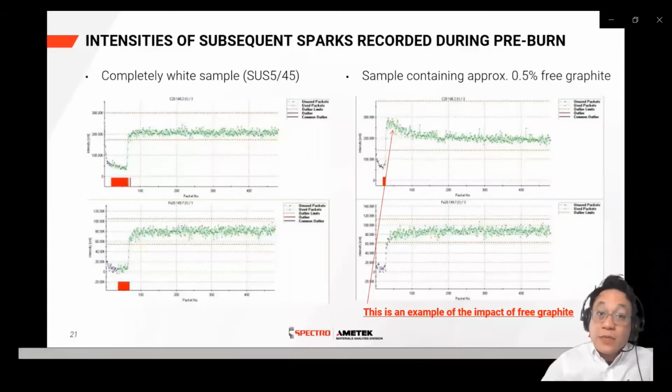For the sample containing free graphite, however, you can see a different picture of the carbon intensities. After a short stabilization phase, we see high carbon activity of approximately 150 to 200 spark packets, starting with higher intensities than in the first example. So with this information, maybe we can determine the free graphite with the Spark OES.